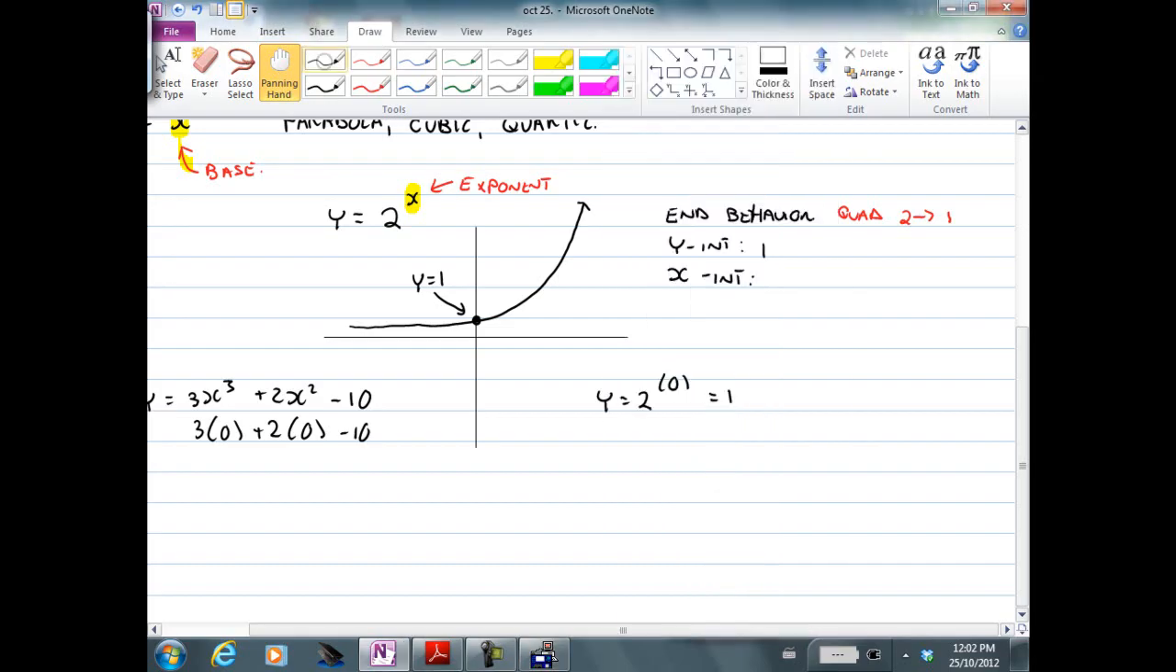So let's write this down. X-intercept? None. The reason why: it goes along, but never ever touches it. This is called a standard exponent graph. So now I'm going to ask you a few more keywords that I asked you last time: domain and range.